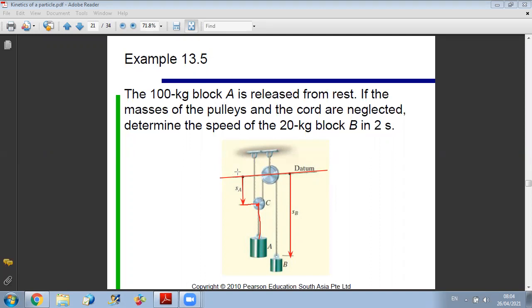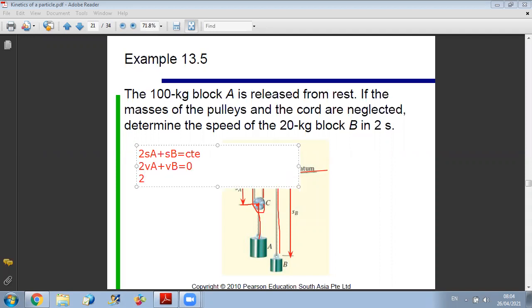Now, after setting the coordinates, I will write the expression of the total length of my cord. So we have here, this part is a constant. We have SA. Now a constant when we go over the pulley. This is a constant. Now again SA, so it's 2SA, constant, and SB. So the equation will be 2SA plus SB equals to a constant. So 2VA plus VB equals to 0. And also I can relate accelerations. 2AA plus AB equals to 0.